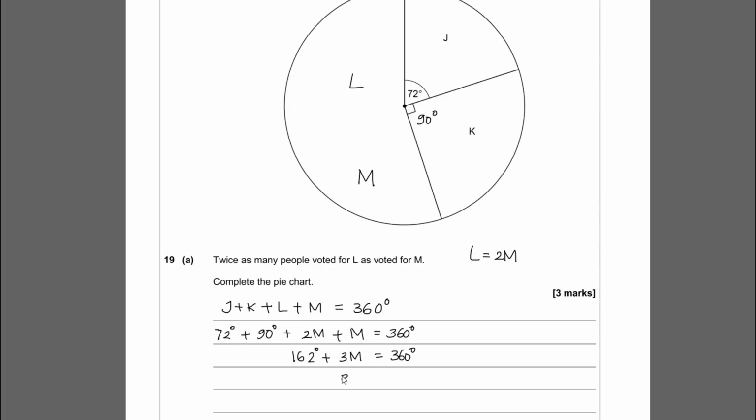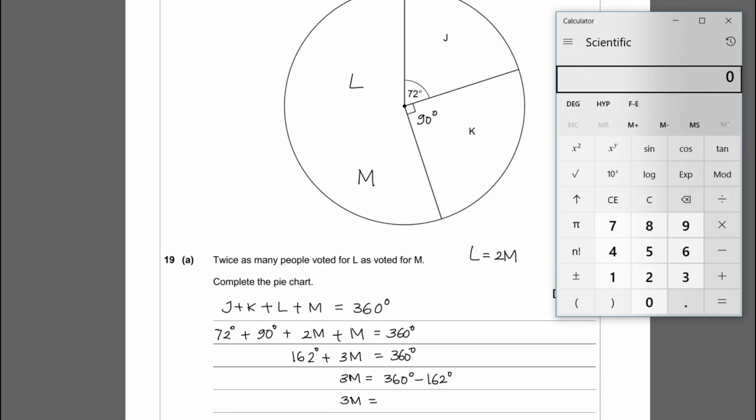So 3m is 360 degree minus 162 degree. Then it is still 3m. This one I'll use the calculator.